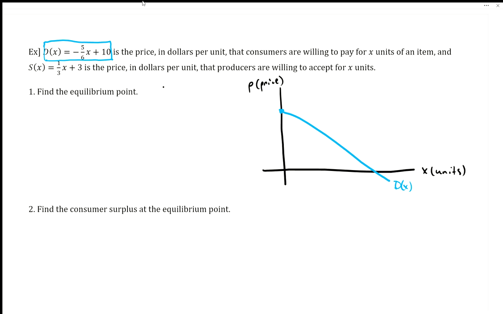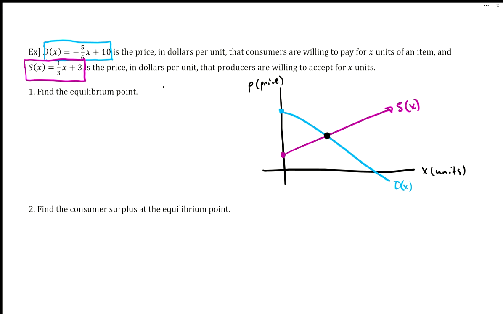Okay, and then we have s of x. Let's do that one in purple. s of x is 1/3 x plus 3. So that's also a line. It has a y-intercept of 3, and then it has a slope of positive 1/3. So it would go up to the right like that. Okay, so here's our s of x. All right, and then what we need to do is find the equilibrium point. So that is it right here.